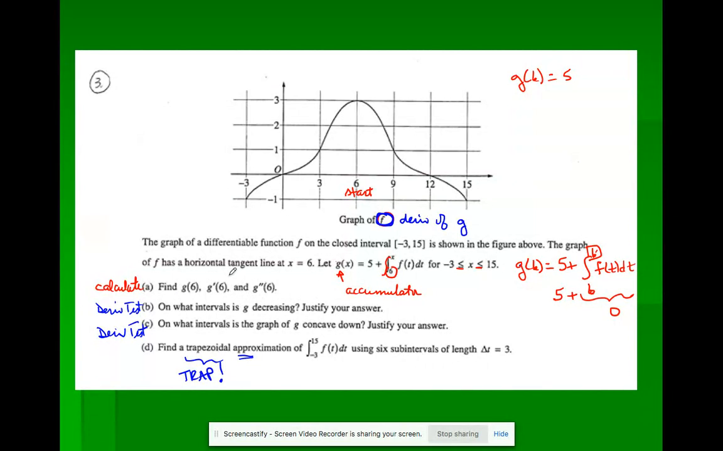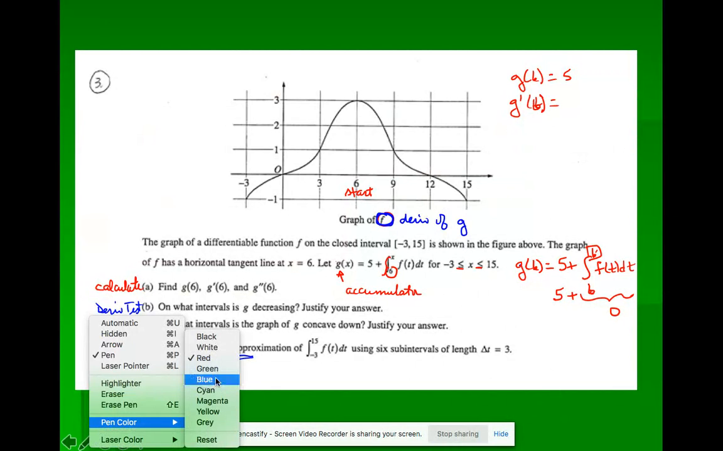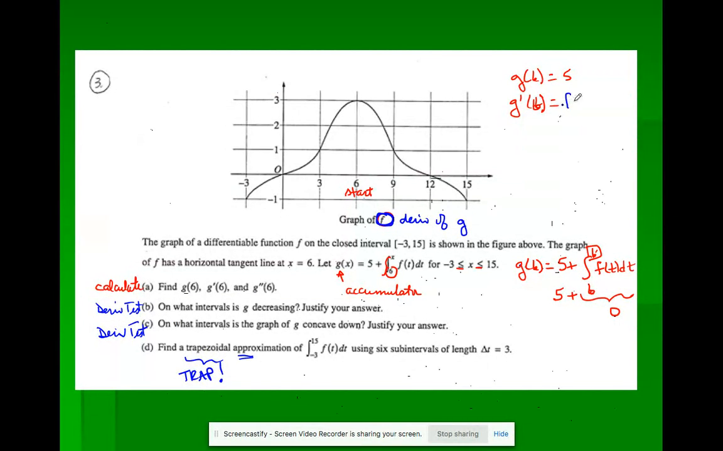They don't ask you for any other accumulation values. They just ask me for the derivative. Well, what is the derivative of g? G prime of 6 is, by the first fundamental theorem, little f of 6. Just read your graph. What is it?